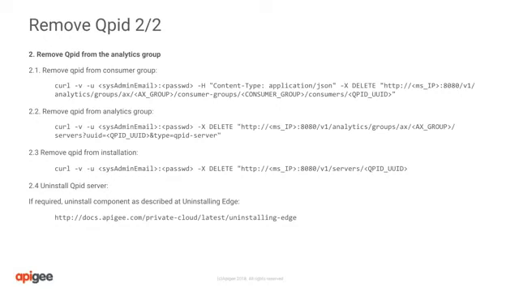First, we remove the server from the consumer group using the management API call shown on screen. Next, we remove the Cupid server from the analytics group. And finally, we completely remove the server using the last API call. If required, the software can be uninstalled and the server decommissioned.